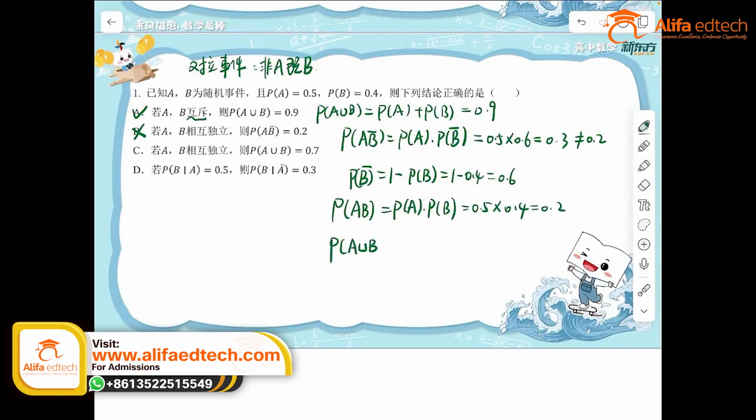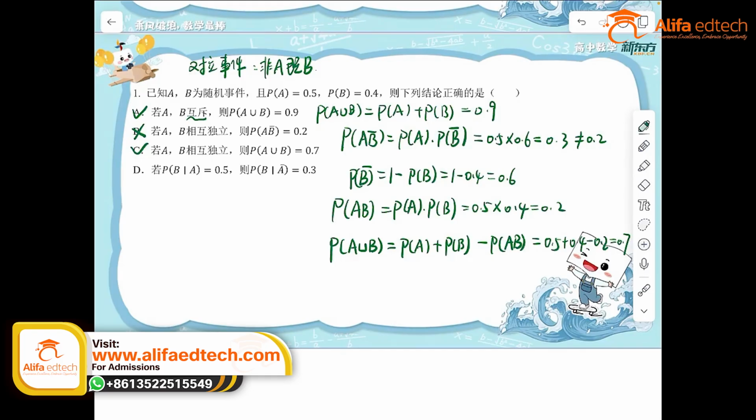Now for P(A union B), according to our probability addition formula, it should equal P(A) plus P(B) minus the probability that both occur, P(AB). So it should be equal to 0.5 plus 0.4, then minus 0.2, and this result equals 0.7. So option C is correct.